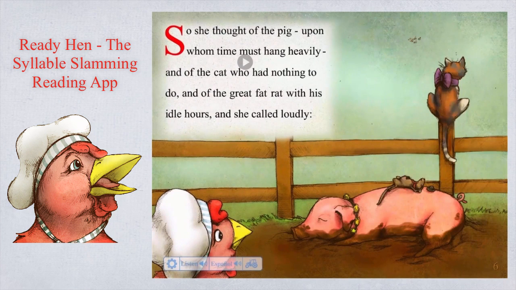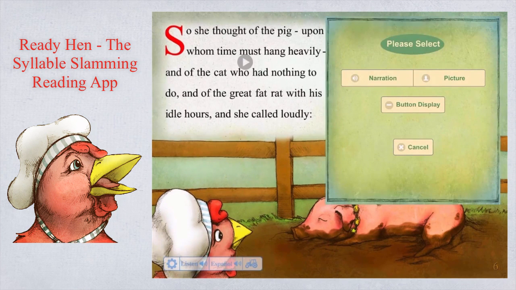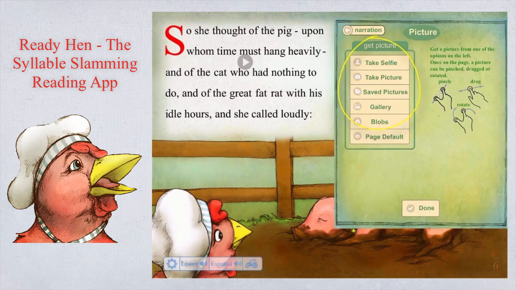Preferences, Picture. Tap on the Preferences button. Tap on Picture. There are 5 picture options here. Take a selfie, take a picture, get saved pictures from your photo gallery, get images from the app's own gallery, and blobs. Blobs is maybe my favorite of all the images, and I want to show them to you.